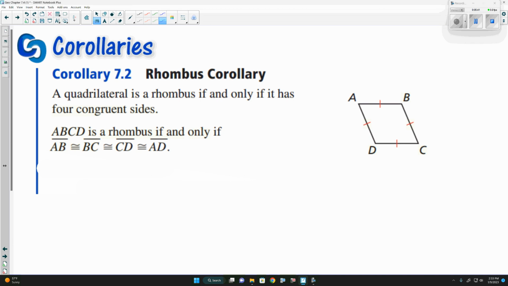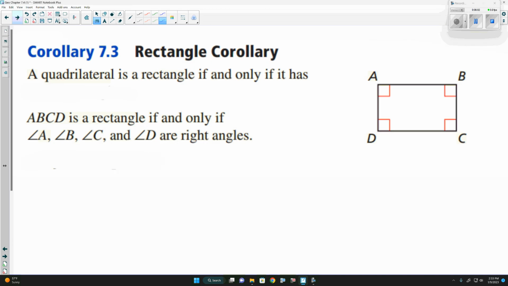But we do need to specify that it is a quadrilateral, because we can't just say a figure with 4 congruent sides is a rhombus. We have to specify that it does have 4 sides. A quadrilateral has 4 congruent sides if and only if it is a rhombus. A quadrilateral is a rectangle if and only if it has 4 right angles.